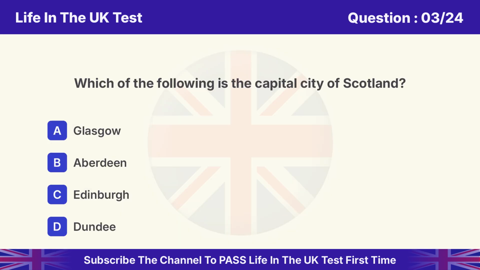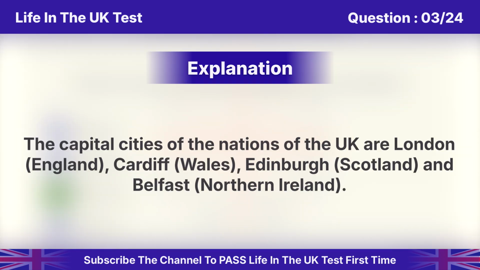Question 3. Which of the following is the capital city of Scotland? Option A, Glasgow. B, Aberdeen. C, Edinburgh. D, Dundee. Answer is C, Edinburgh. The capital cities of the nations of the UK are London, England, Cardiff, Wales, Edinburgh, Scotland, and Belfast, Northern Ireland.